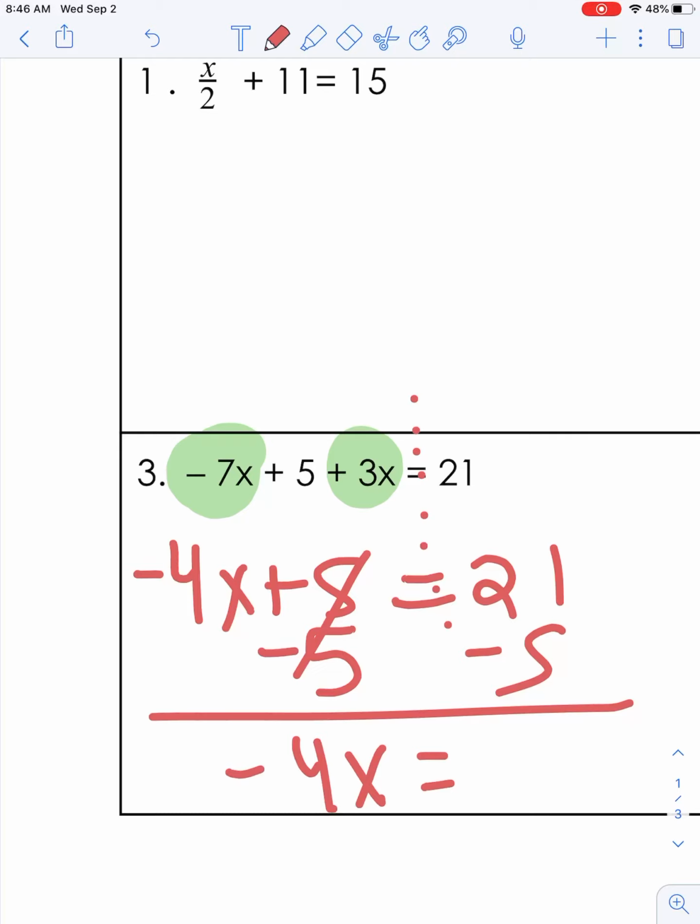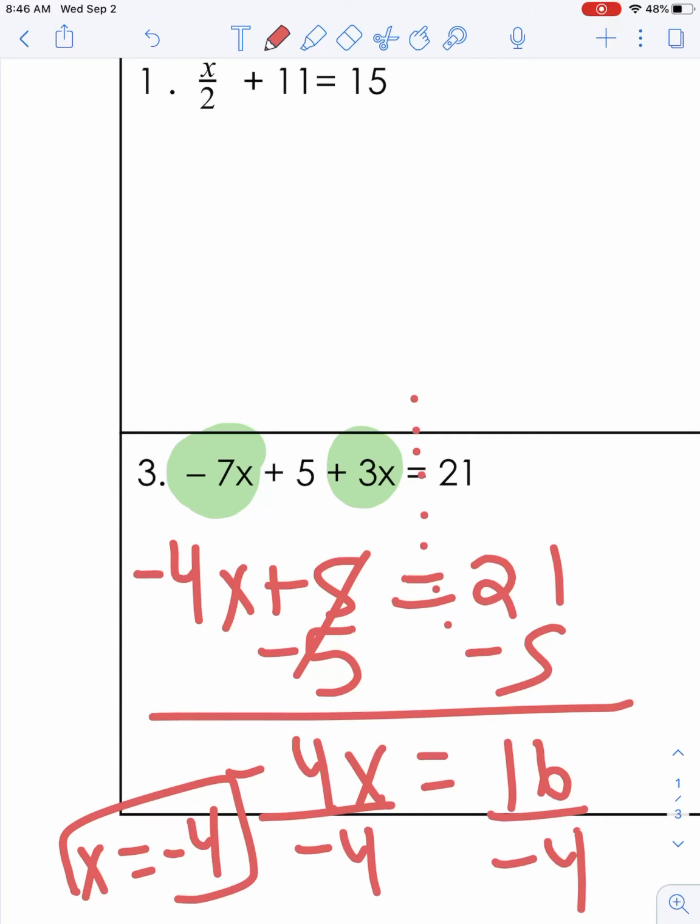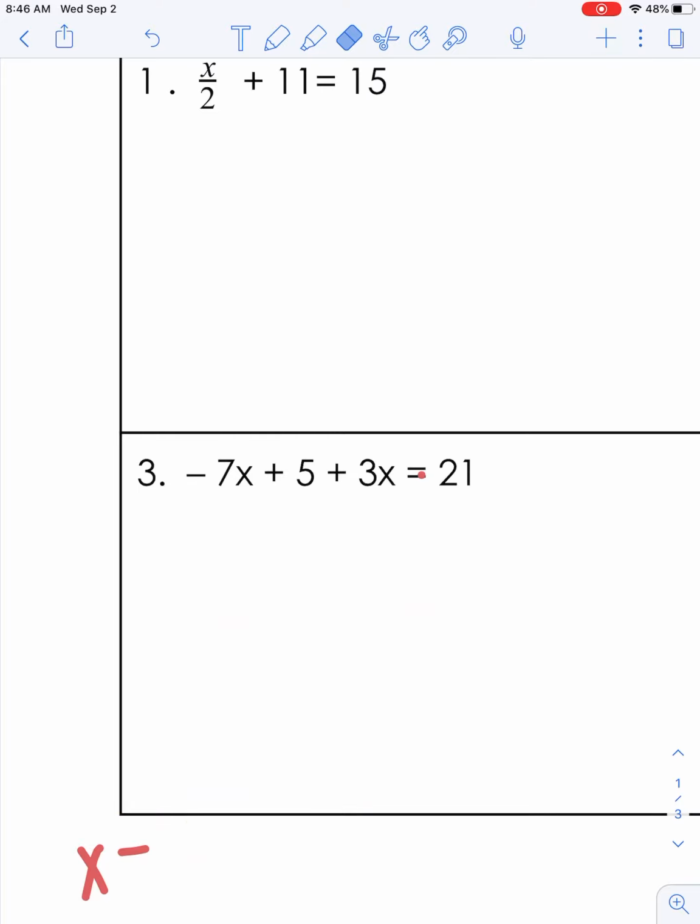21 minus 5 is 16. And now we can divide by negative 4. So x equals 16 divided by negative 4 is negative 4. Positive divided by a negative is a negative. Next question.